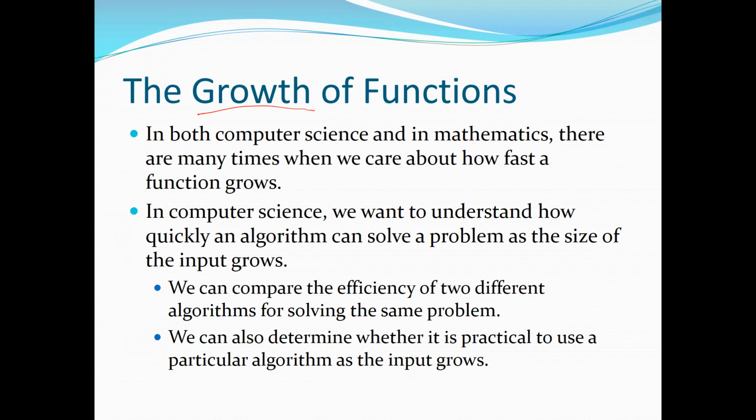So in computer science, we want to understand how quickly an algorithm can solve a problem as the size of the input grows. This is really, really important. That actually decides the algorithm. As I mentioned in the previous video, we have more than 200 sorting algorithms. So which one is better? Who will decide? This growth of function will decide. If the number of inputs grows, how will the algorithm grow, and how quickly can the algorithm solve that problem, right?